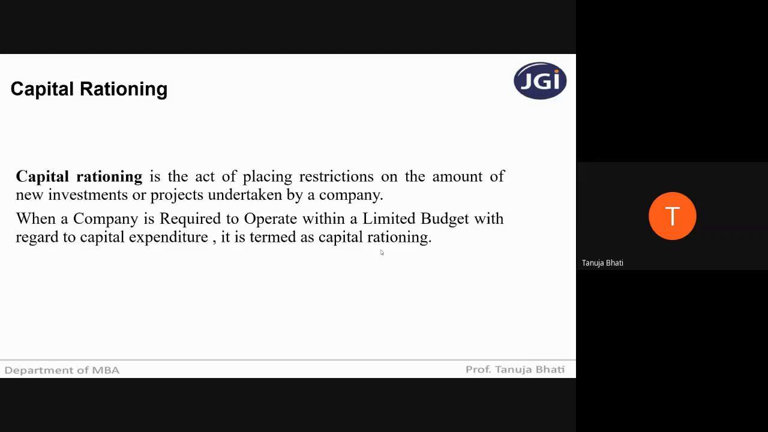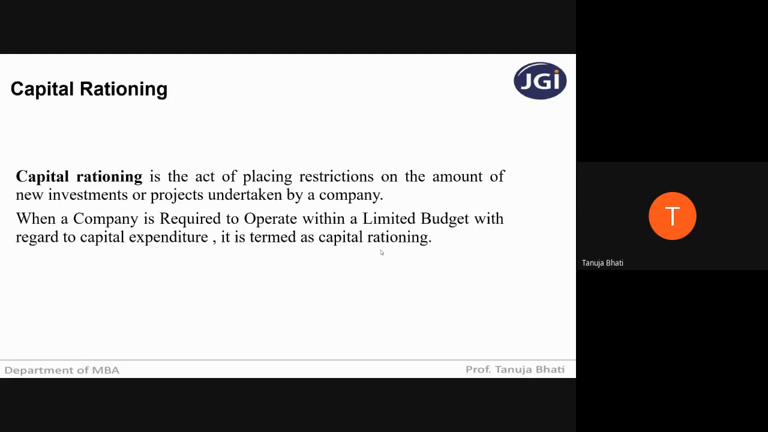Suppose as a birthday gift, your parents give you 1,000 rupees that you go purchase anything. Now, when you go to a shop to buy any, suppose you want to buy any attire for yourself. So you will see to buy only within a limit of 1,000. Why? Because your budget is 1,000.